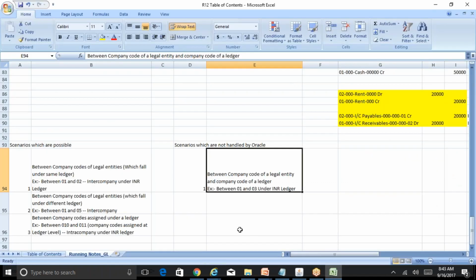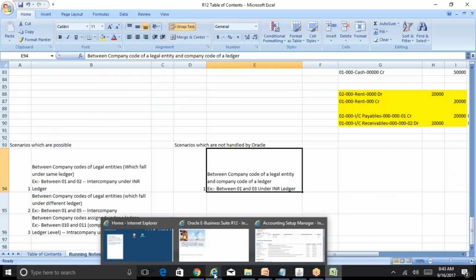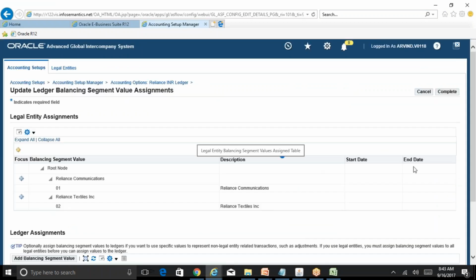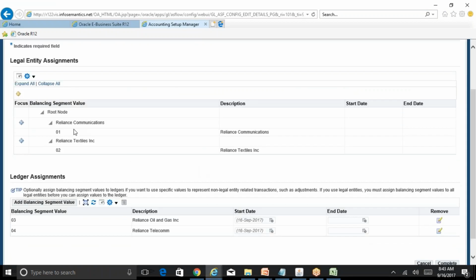Then why do you say Oracle is not handled? I want to understand why you are saying Oracle is not handled. What I am trying to say is, in this scenario, what Oracle is not able to handle is this: try to pass a journal between 01 and 03. Oracle is not handling this, and if you try to post the journal, it will throw an error message. Here you are saying 03 and 04 are not linked to the INR ledger by relation, but the configuration is done. So in this scenario, Oracle has not handled this case.